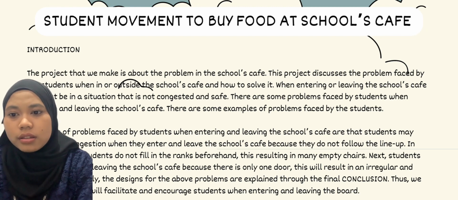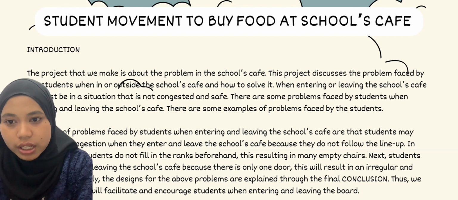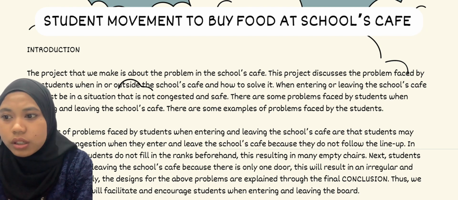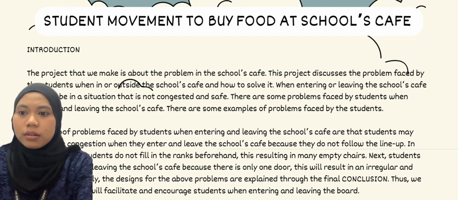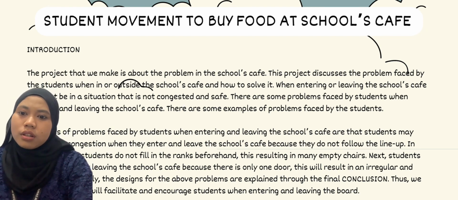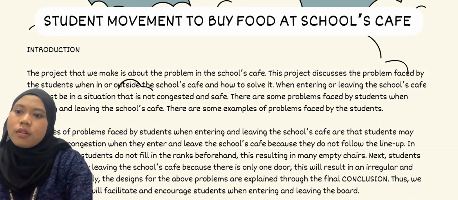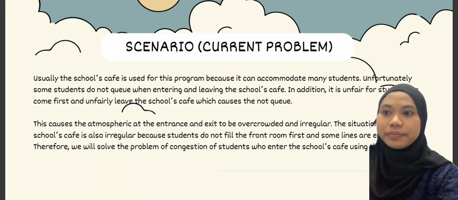This results in many empty chairs. Next, students also have difficulty leaving the school cafe because there is only one door. This will result in an irregular and insecure line. Finally, the design for the above problem is explained to the final conclusion. Thus, we hope this project will facilitate and encourage students when entering and leaving the cafe.